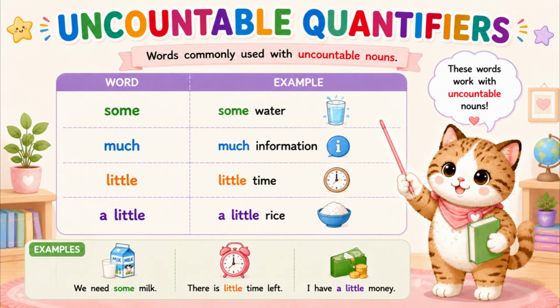A small note for you. In everyday conversation, native speakers often say, a lot of information, instead of much information. However, much information is grammatically correct and is commonly taught in grammar lessons. These words work with uncountable nouns.